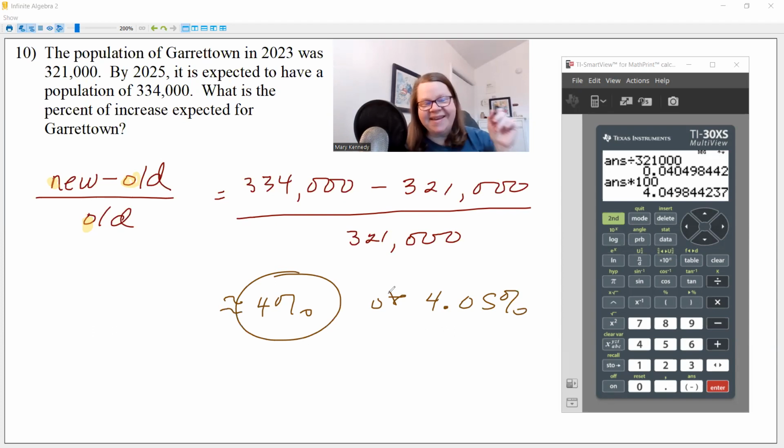But the formula is the key. New minus old over old. And if you even want to, you can say times 100, and that'll give you the percent. Now that's not a decimal, that is times. That is multiply that answer by 100.